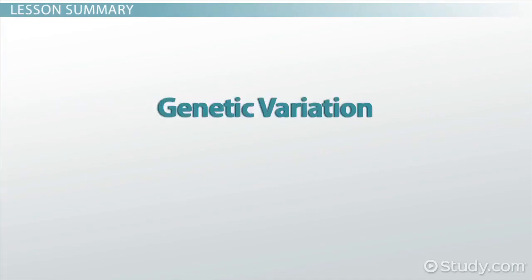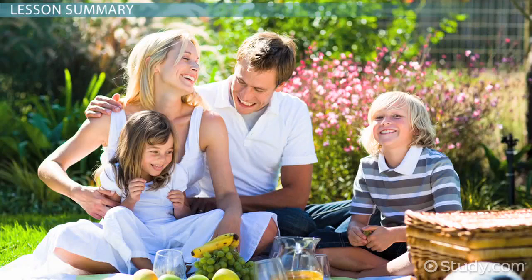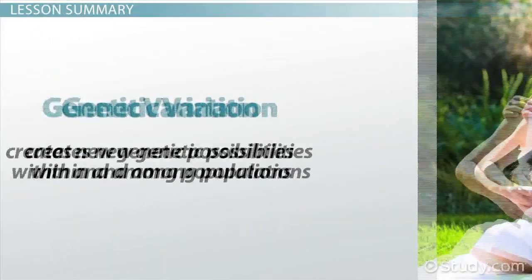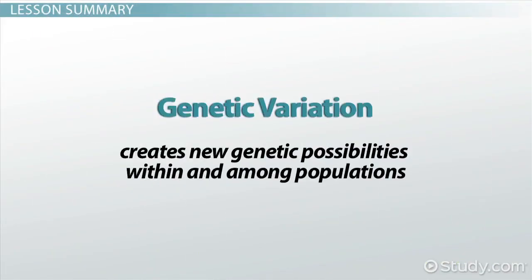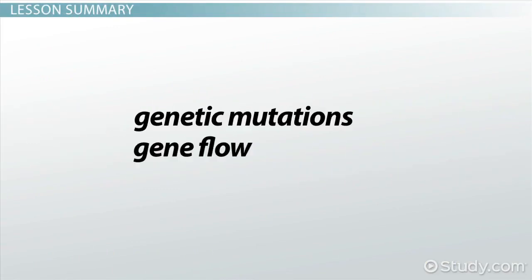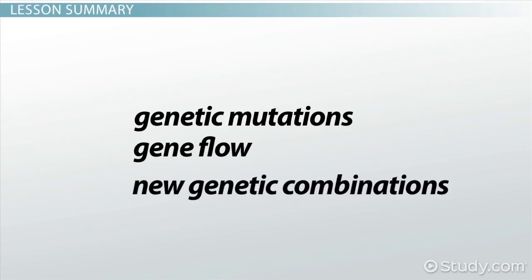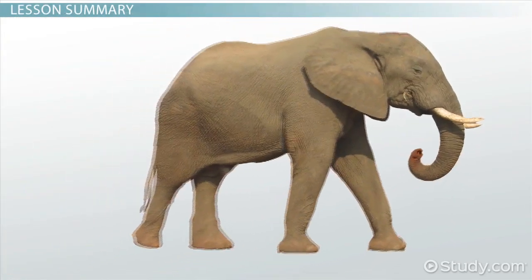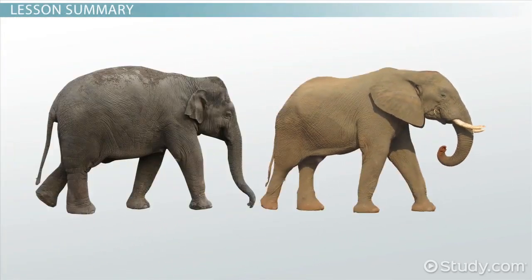Let's review. Genetic variation is an important pathway to natural selection because it creates new genetic possibilities within and among populations. Genetic mutations, gene flow, and new genetic combinations are all ways to increase genetic variation, and we can see many examples of this in nature.